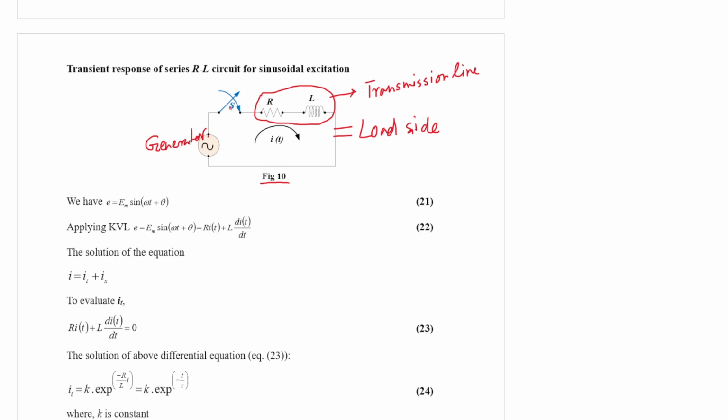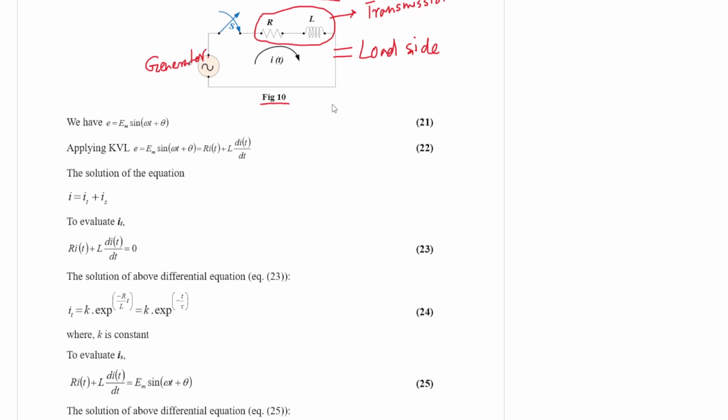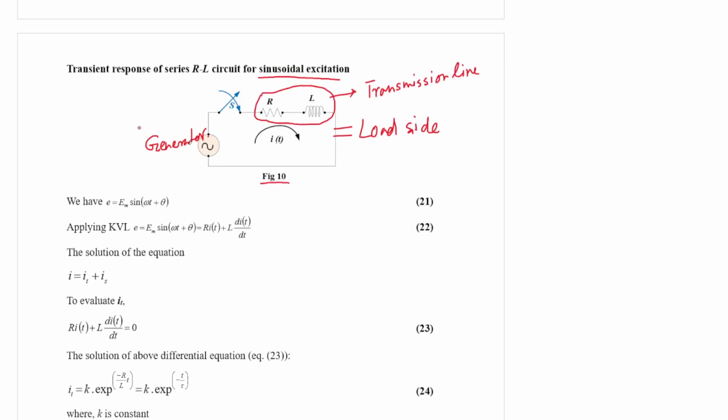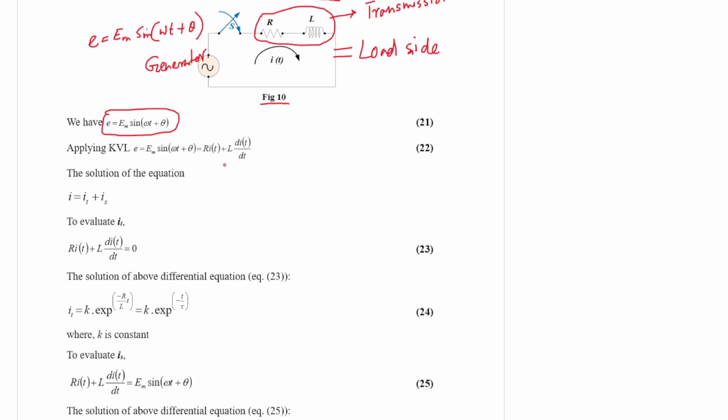Now in order to study the sinusoidal or transient response of the series RL circuit, we shall continue our analysis. Let us say we have a voltage source equal to Em sin(omega t plus theta). It is a well-known form of voltage source. Now this theta is called the switching angle or characteristic angle.